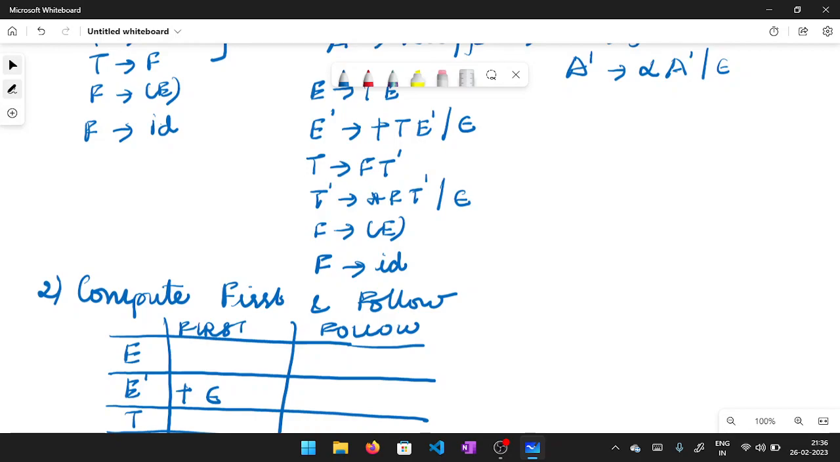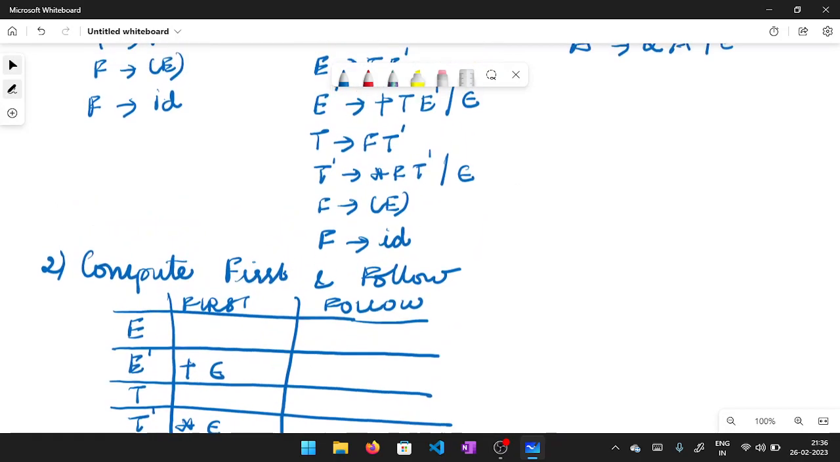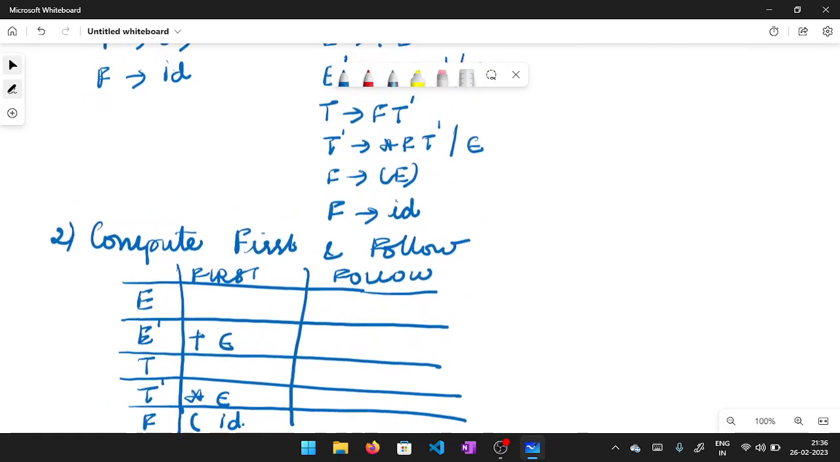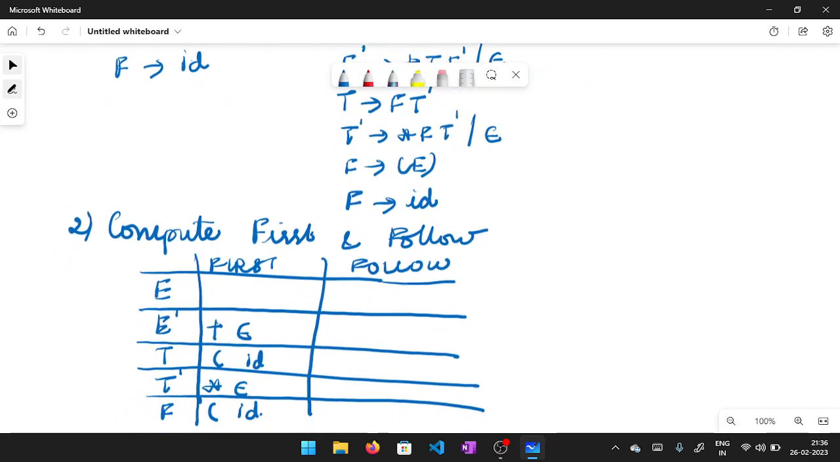Then T tends to F T dash. So first of F will come to T, and then T dash tends to star F T dash, so star will come in T dash, then epsilon will come in T dash because you have T dash tends to epsilon. F tends to open bracket E close bracket, so open bracket will come in F and ID will come in F. Now we have seen the third production T tends to F T dash, so whatever is there in first of F, open bracket and ID, will come to T, and we saw the production E tends to T E dash, whatever first is available in T, open bracket and ID will come to E.